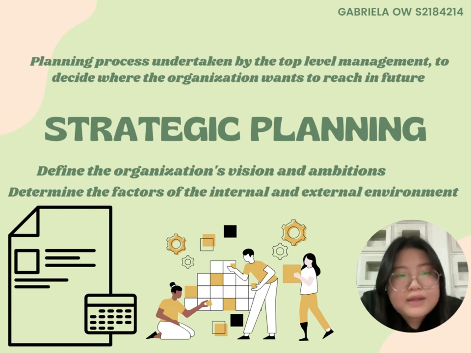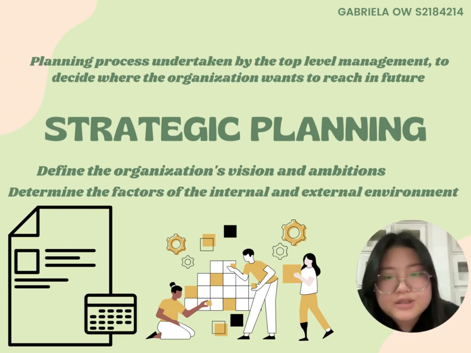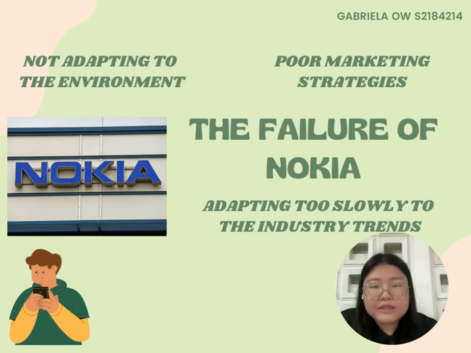The planning is not made for a particular department or unit, but it covers the entire organization. Strategic planning is done to determine the factors of the internal and external environment which directly influence the organization. The plan focuses on the enduring development of the organization. Organizations that fail to plan are planning to fail.